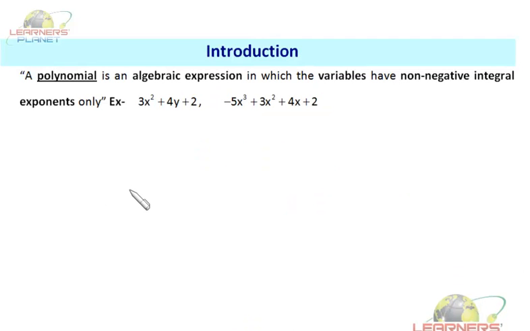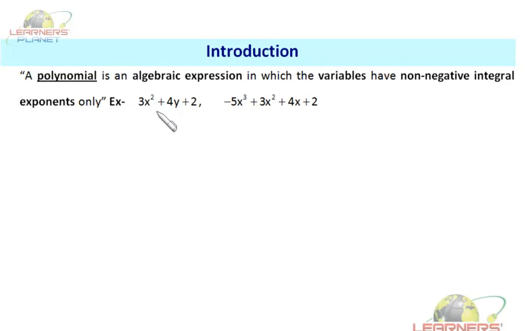Let's see some examples of algebraic expressions. Here we see 3x square plus 4y plus 2. So this is an algebraic expression. Similarly, minus 5x cube plus 3x square plus 4x plus 2. It's an algebraic expression. It's a combination of variables as well as constants, and they are connected by mathematical operators like addition, subtraction, multiplication, and division.